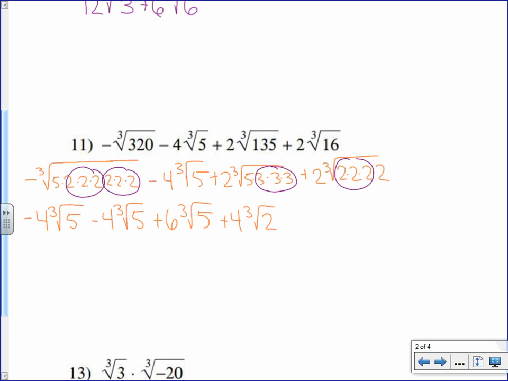Now this is nice because 3 of them combine. I've got negative 4 minus 4 plus 6. Negative 4 minus 4 is negative 8, plus 6 is negative 2. So negative 2 times the cube root of 5. And then I still have this plus 4 times the cube root of 2 tacked on the end.